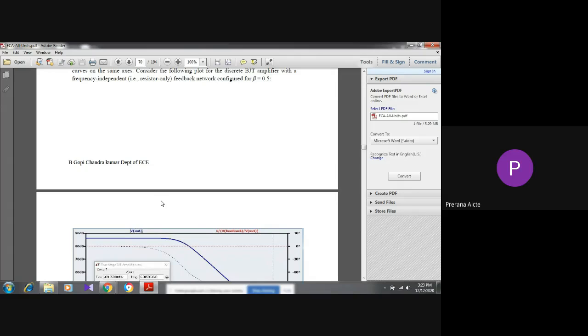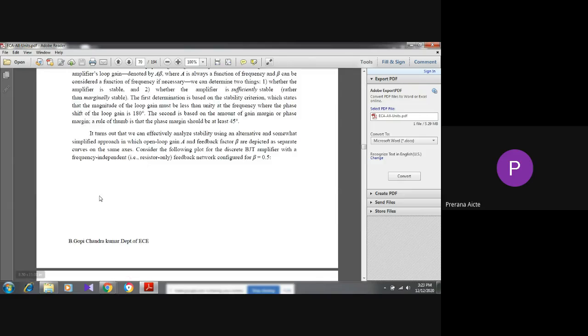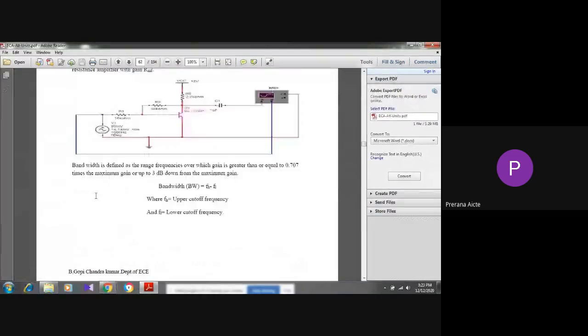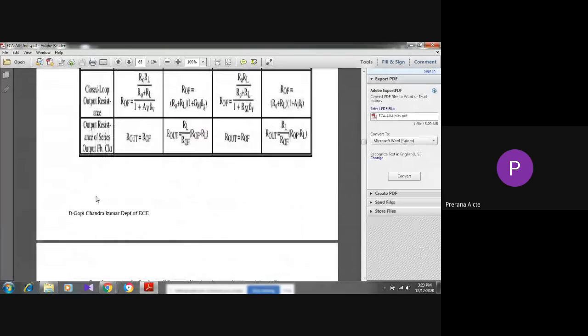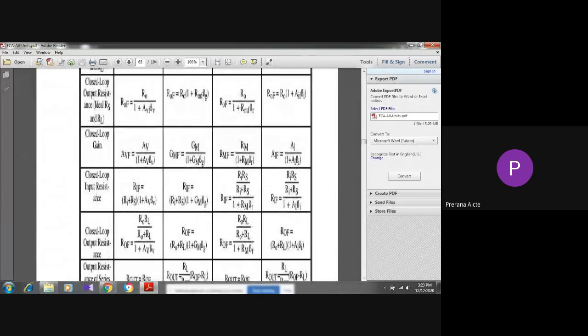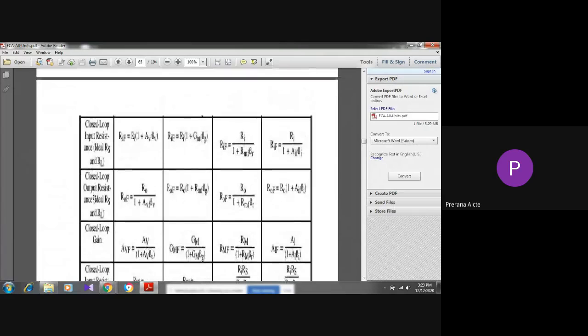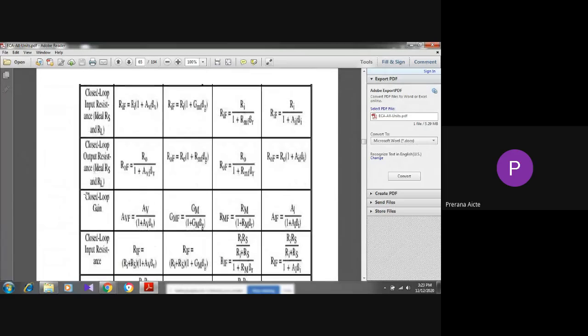Next, for each feedback we have seen the formulas. I have shown this comparison table. So these are the important equations in the four feedbacks. RIF means input resistance, ROF means output resistance with feedback. Similarly, gain relations.